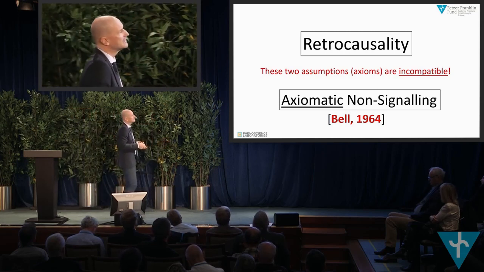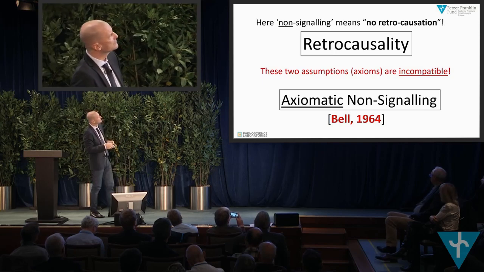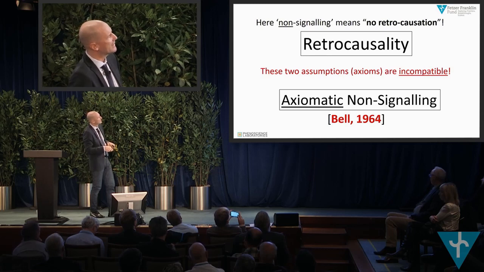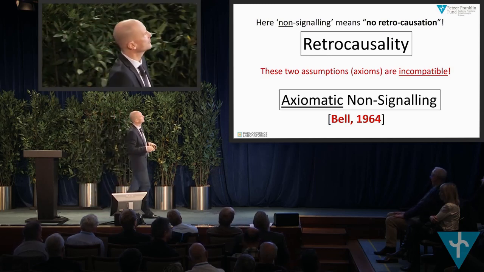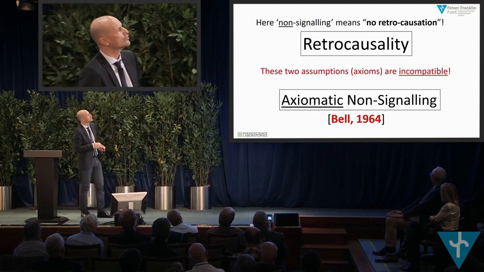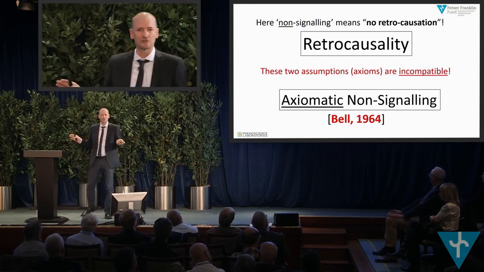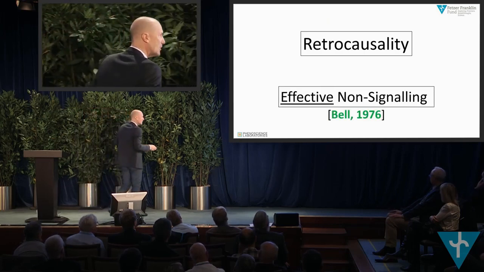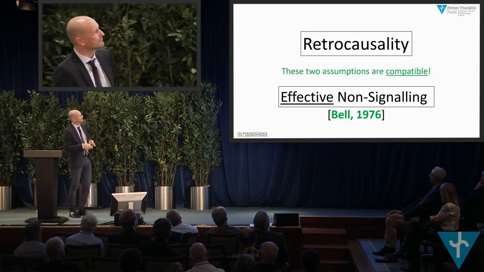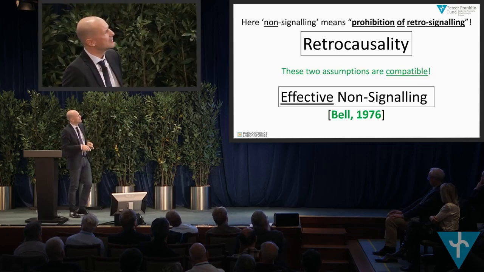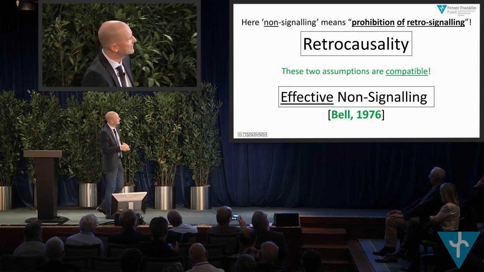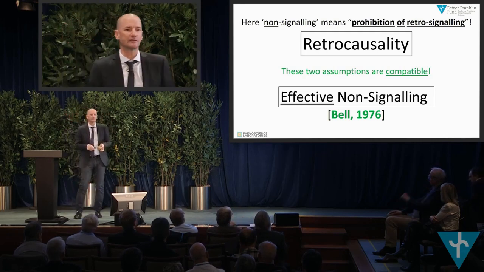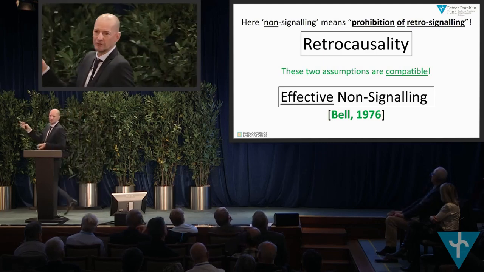So I want to introduce these two types of non-signaling theorems. In the first case, if a retrocausal model applies axiomatic non-signaling, the 1964 Bell theorem, here non-signaling means no retrocausation. You can't have any causal influences in the axiomatic case. So the retrocausal models do need an effective non-signaling theorem, because in this case they are compatible, because all that's prohibited by an effective non-signaling principle is the prohibition of retro-signaling or retro-communication from the future to the past.